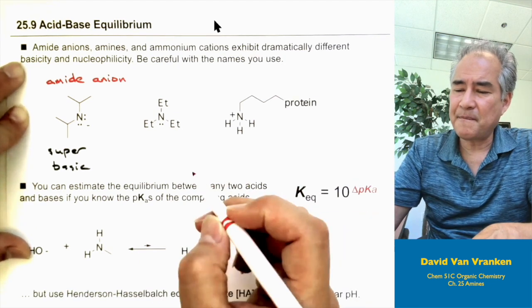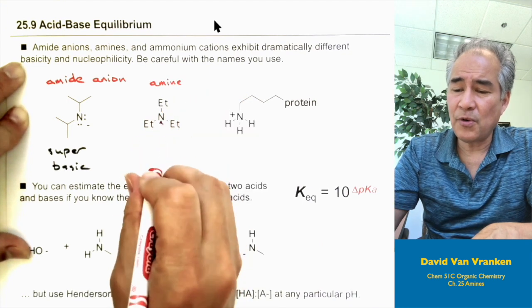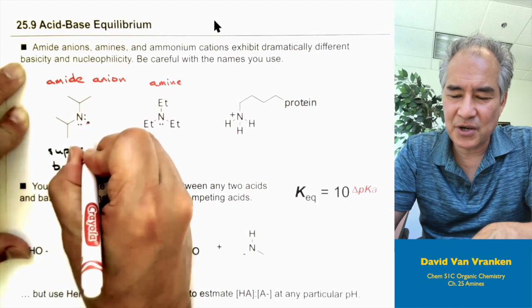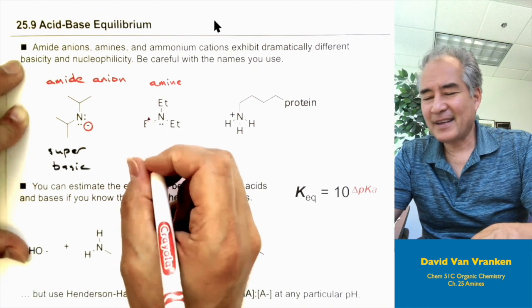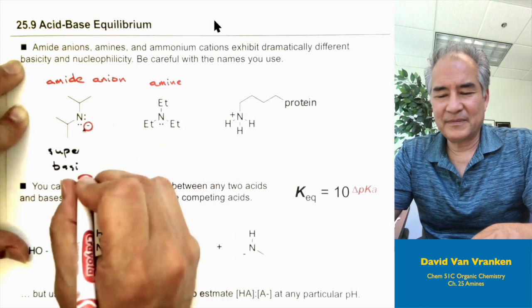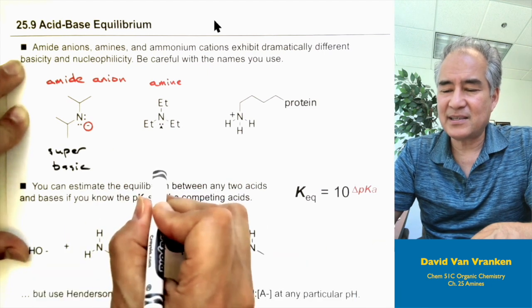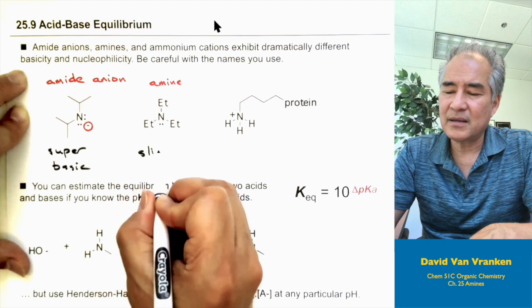Now, if I talk about an amine, this is an amine. That's a world apart from an amide anion with a negative charge. Let me circle that minus charge there. That is a world of difference. It's like 15 orders of magnitude less basic without that negative charge on there. So I'm going to write slightly basic.